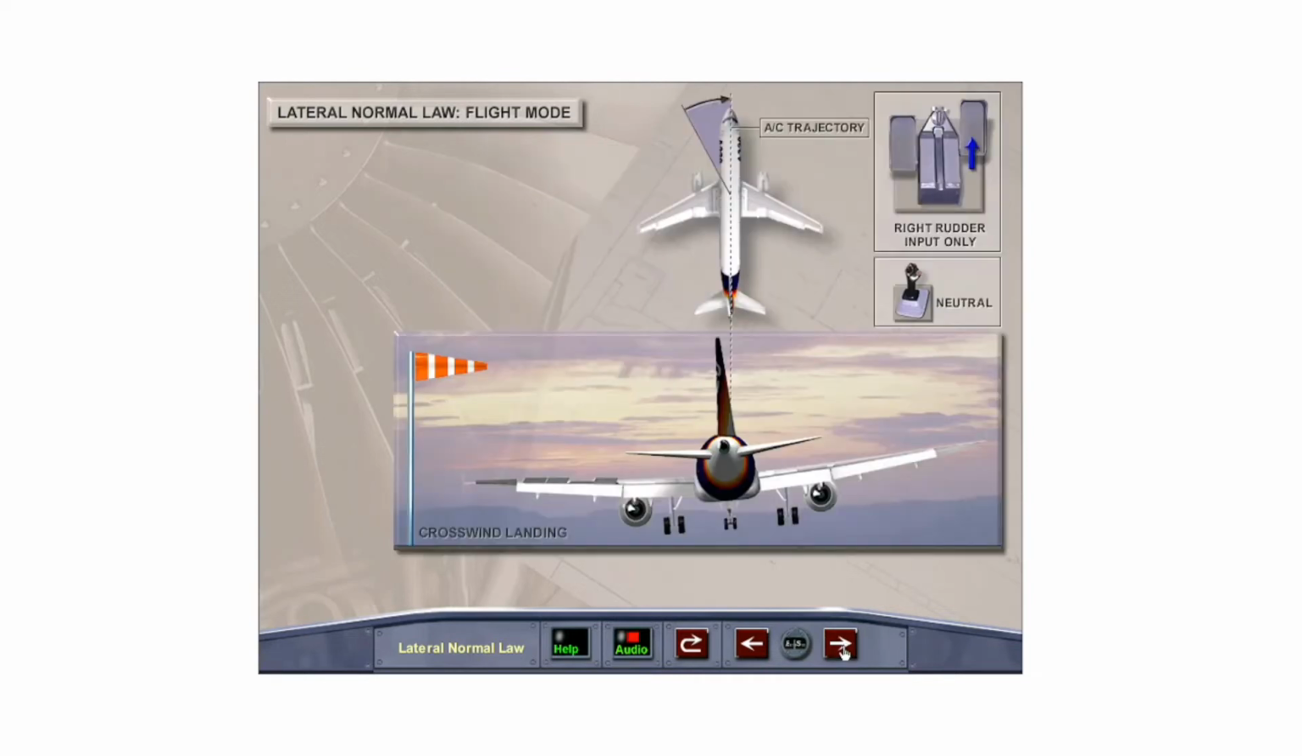If the rudder pedals are depressed when the side stick is in the neutral position, the lateral controls attempt to zero the roll rate, and a side slip is automatically performed. The aircraft trajectory does not change significantly. This is an important technique for crosswind landings.